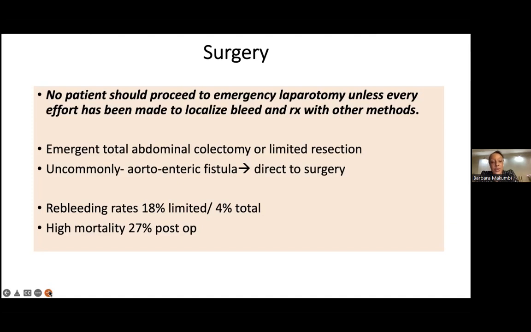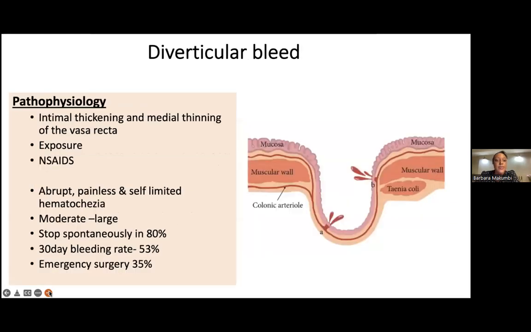Rebleeding rates post-op are 18% with limited resection, and 4% with total colectomy. There's a high mortality rate with surgery. These patients aren't great surgical candidates, so it's really not something we want to do, but if it's an emergency situation, there's no choice sometimes.